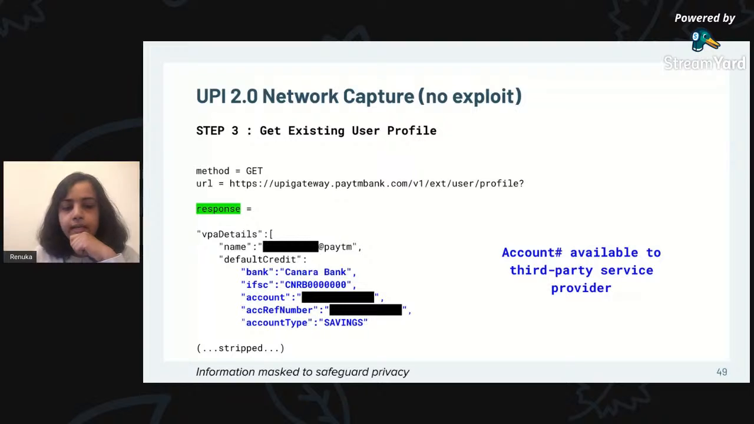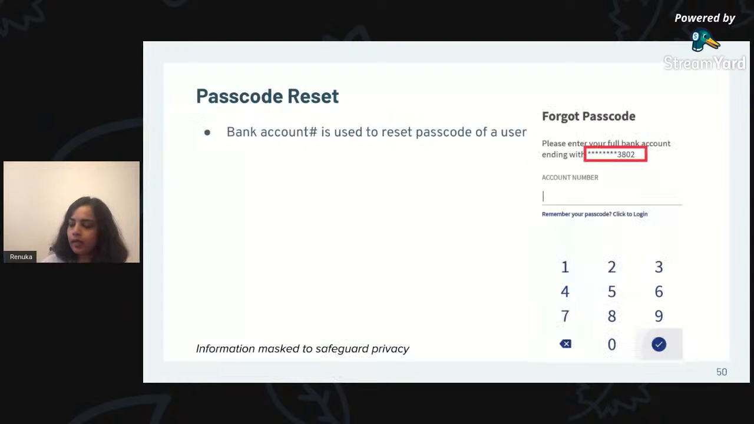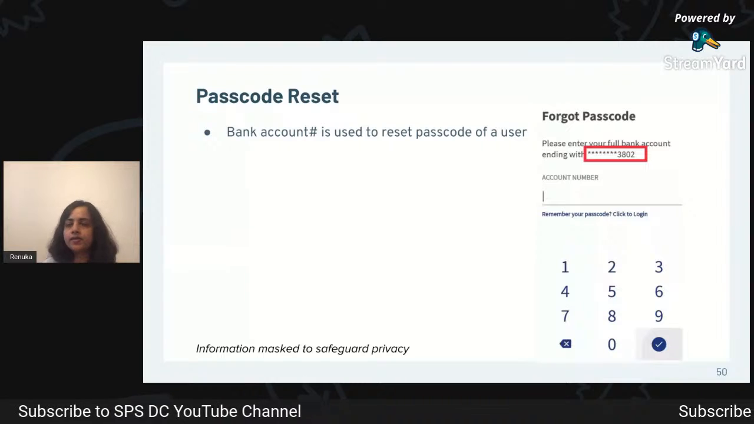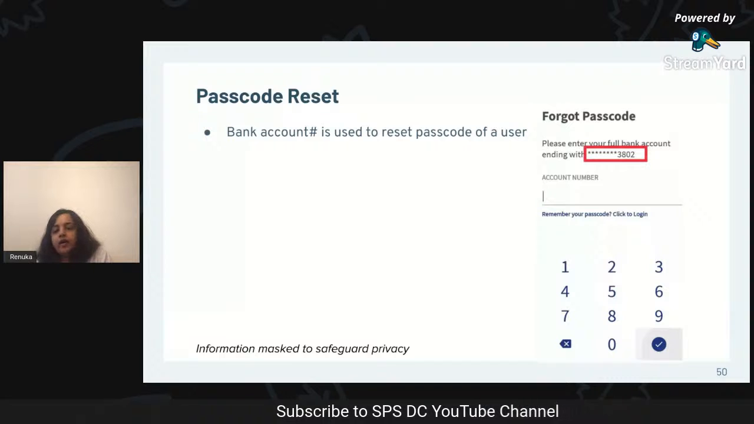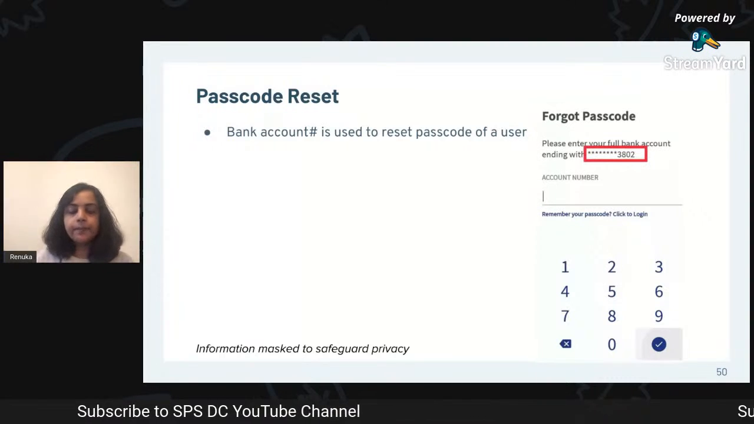Now, this is a little concerning in the sense that third-party PSPs have access to your banking information, and a compromise of the third-party server can potentially leak all your information. And we have seen such compromises happening. I think in June 2020, there was a report of a data breach where a whole bunch of user information was compromised. So this still exists in UPI 2.0. What else can you do with the bank account information? Beam, for instance, uses a bank account number to reset the passcode. So an attacker who has access to a user's bank account information can potentially use it to reset a passcode.